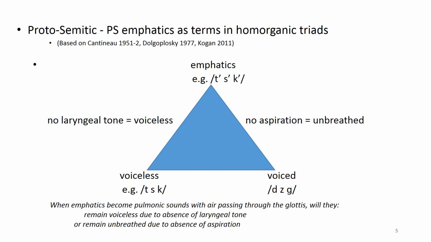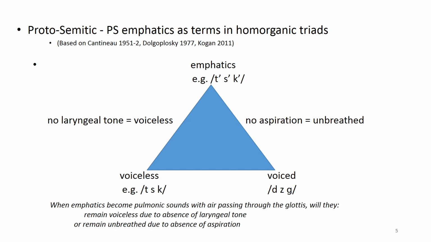Proto-Semitic had five triads of homorganic consonants, each triad comprising a voiceless consonant, a voiced consonant and an emphatic consonant. It's now generally accepted that the emphatics were ejectives, that is to say, sounds produced by closing the glottis and using the larynx as a piston to compress air against an articulatory closure in the mouth. To demonstrate, the alveolar triad comprised voiceless, probably aspirated t, voiced d, and ejective emphatic t.